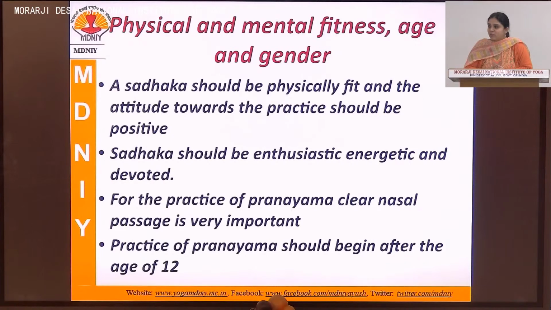Then for the practice of pranayam, a clear nasal passage is very important. It is mentioned clearly in Hatha Yoga Pradipika that one should do Shat Karmas, Jalneti and Sutraneti, before. That can be very helpful for the practice of pranayam. The practice of pranayam should begin after the age of 12, but even after the age of 6 one can do it, though gradually.